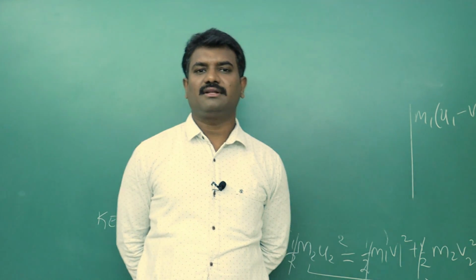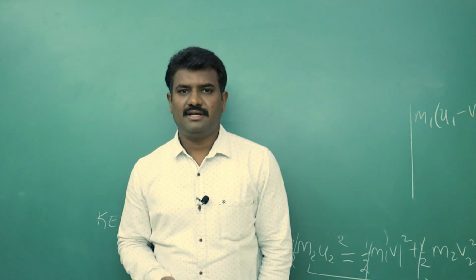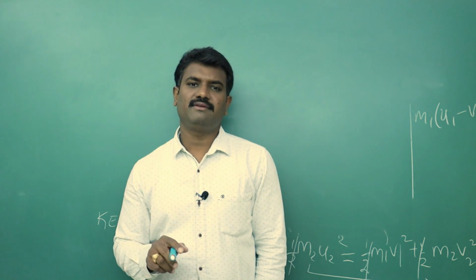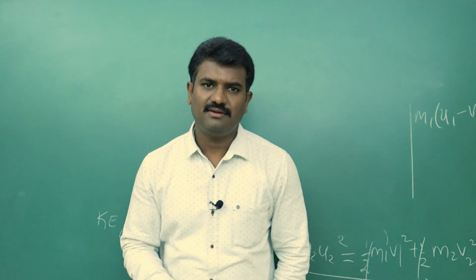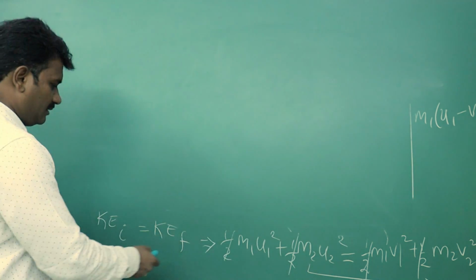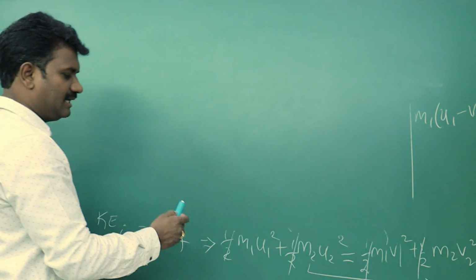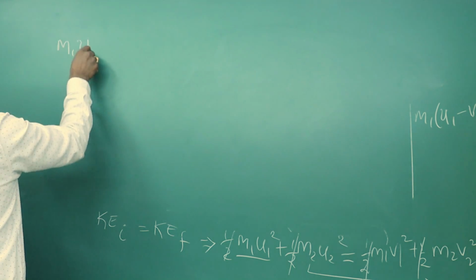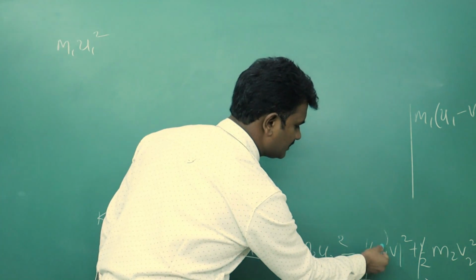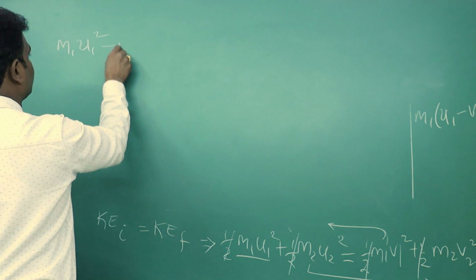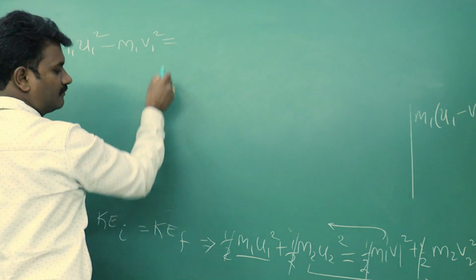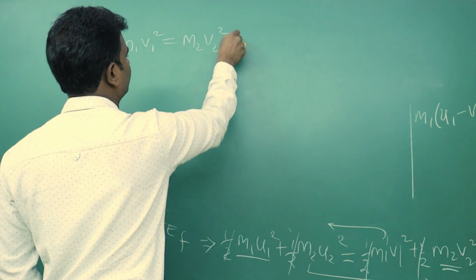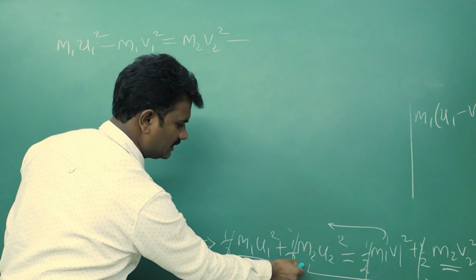I hope you are following the lecture. I hope you have notes and a pen with you. Wherever required, pause the video and note down and then resume the video. Okay. Now I am going to write m1 terms towards left and m2 terms towards the right. m1 u1 square. This is towards left. It is as this. This is towards the right.